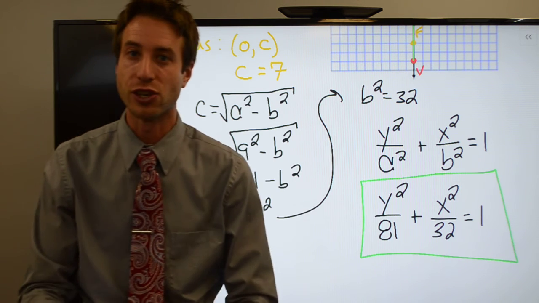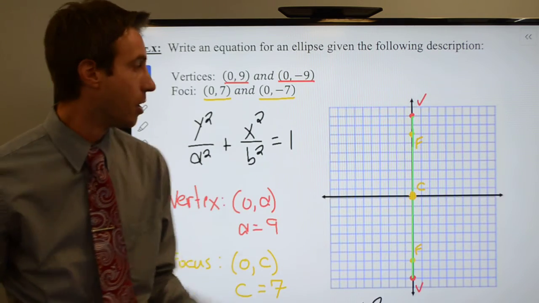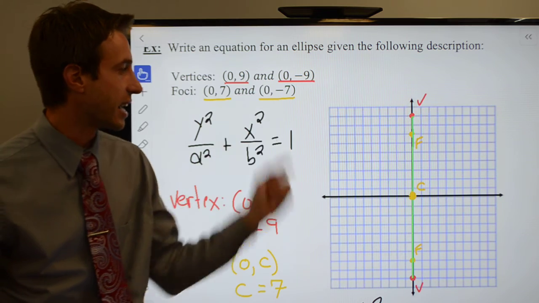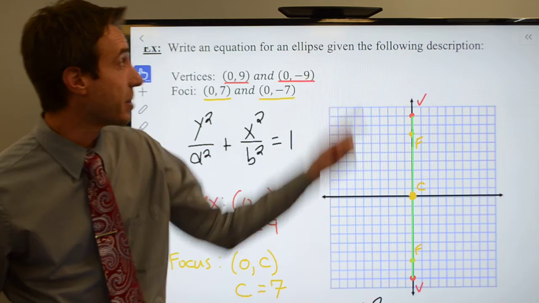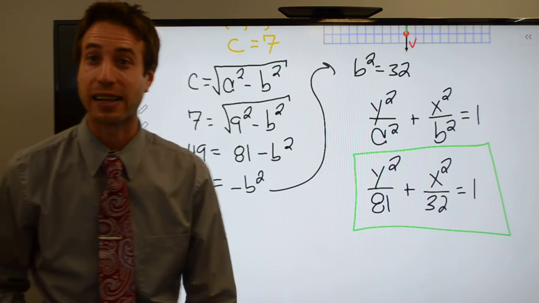That is the equation for the ellipse described to you here in this problem, where the vertices are 0, 9 and 0, minus 9. The foci are 0, 7 and 0, minus 7. Again, you could go ahead and draw the rest of that ellipse in there, but I didn't actually ask you to. I only asked you for the equation, which is exactly what you gave me.